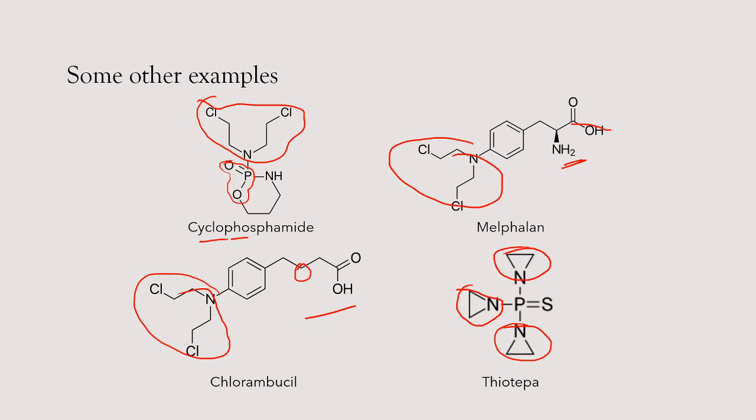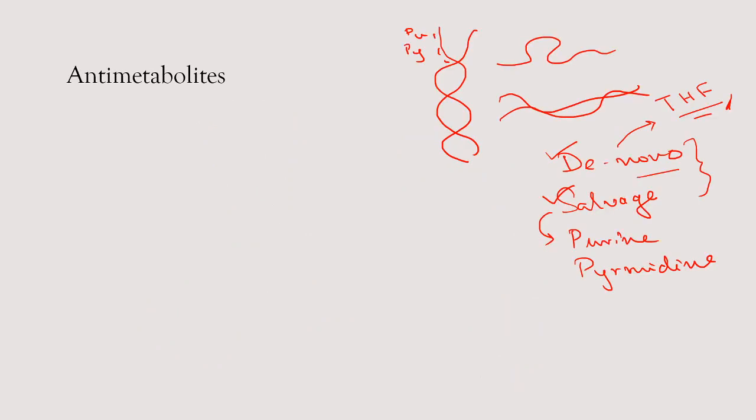Next, we have antimetabolites. Now, antimetabolites play a very vital role. DNA is made up of nucleotides, and these nucleotides are made up of two important bases, pyrimidine and purine. In our body, purine and pyrimidine are synthesized in two different pathways. One is called the de novo pathway, another is known as the salvage pathway. We have discussed this in detail in biochemistry previously.